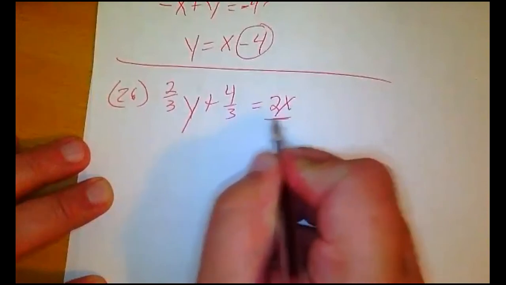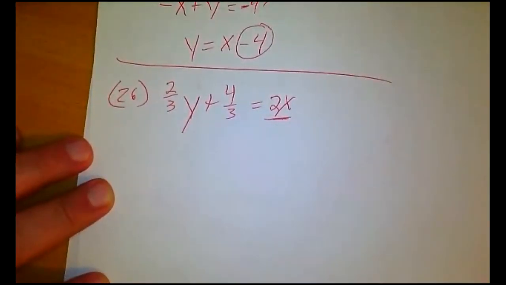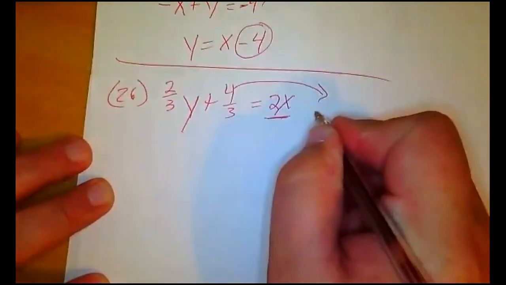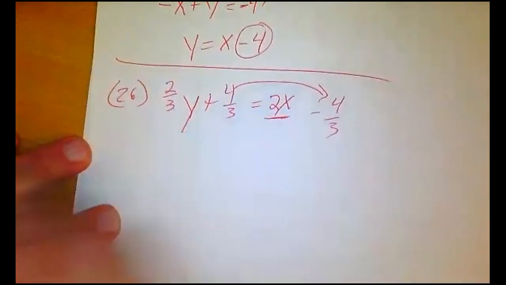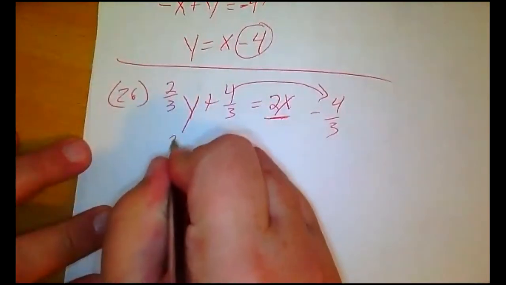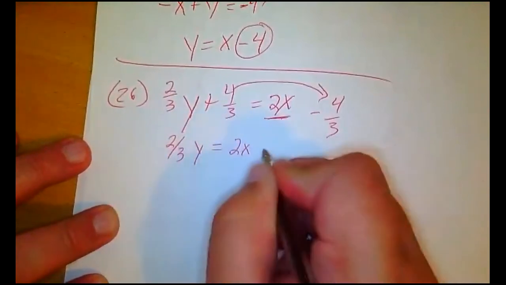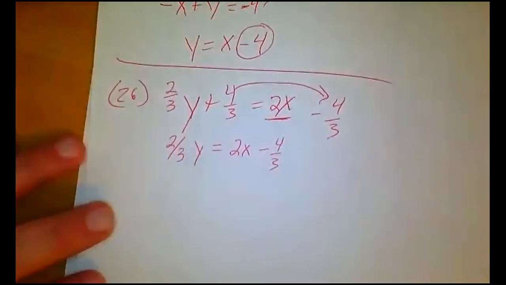So now this looks intimidating because it's fractions, but we don't need to be intimidated by it. Now, this is not going to move, so our slope is going to be positive, right? Because there's a +2 in front of the x. So I'm going to move that 4/3 over. It becomes negative. Now I have 2/3 y equals 2x minus 4/3.